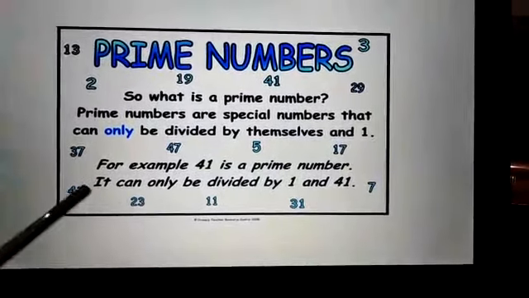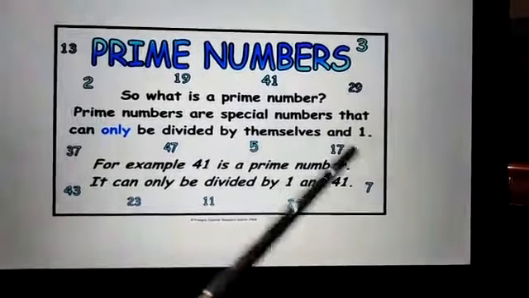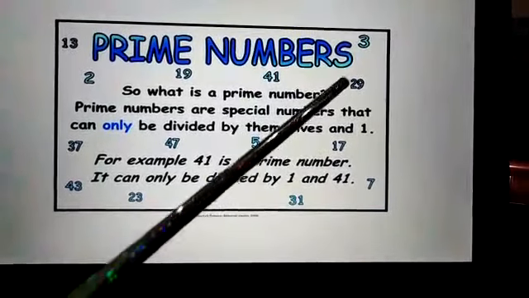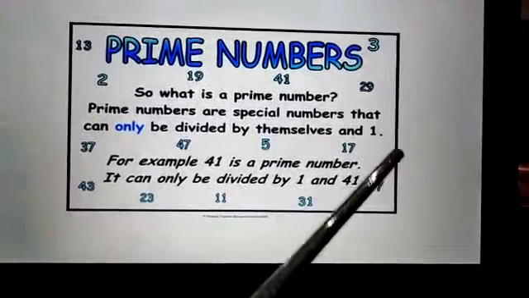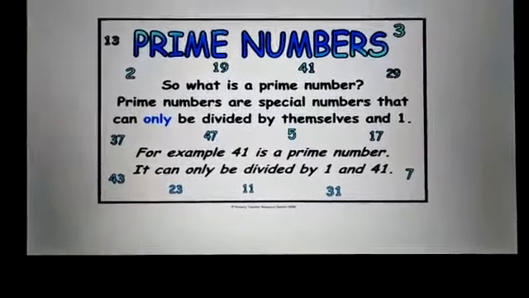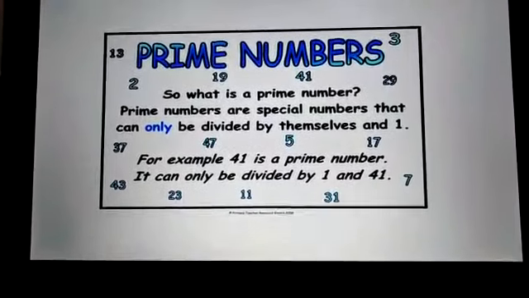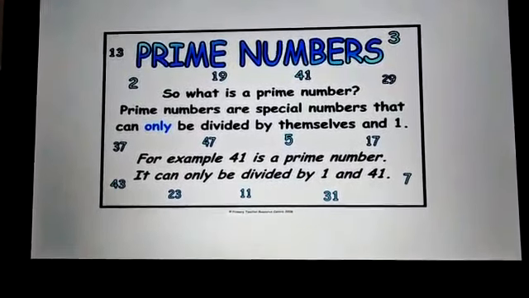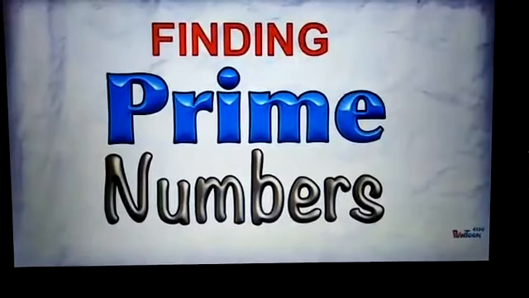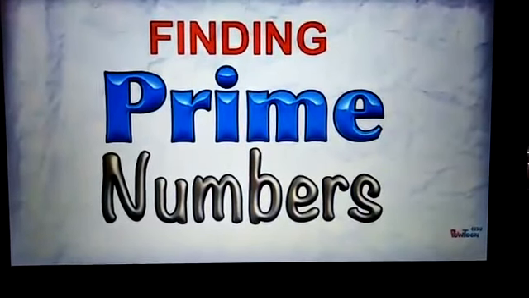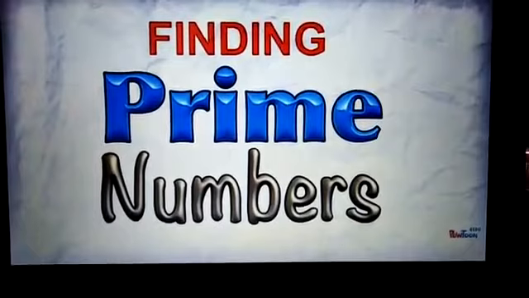Similarly, 23, 43, 37, 7, 17, 29, 3. These all are prime numbers. I hope it's clear to you students what is meant by prime numbers and how you can find the prime numbers. Okay students, let's find prime numbers of given numbers.